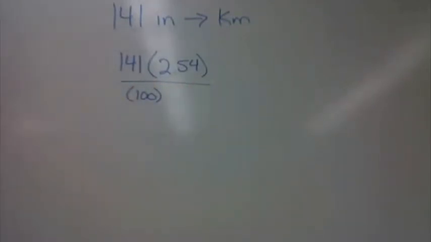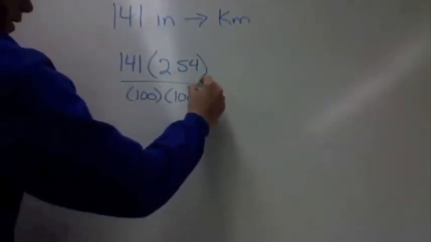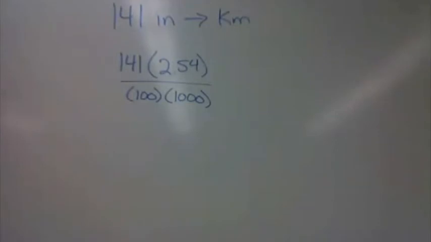Now that we've gotten that far, we're going to take it one more step and go from meters to kilometers. And we know that there's 1,000 meters in a kilometer, so we're going to multiply one more time, 1,000. So our final answer is going to be 141 times 2.54 divided by 100 times 1,000.